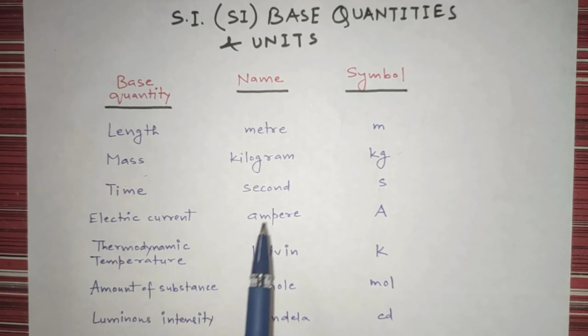For thermodynamic temperature the name of the unit is Kelvin and its symbolic form is capital K. For amount of substance the name of the unit is mole and the symbol for this is small mol. For luminous intensity the name of the unit is candela and the symbol used for it is small cd. In the next section we will discuss the 2 other units.